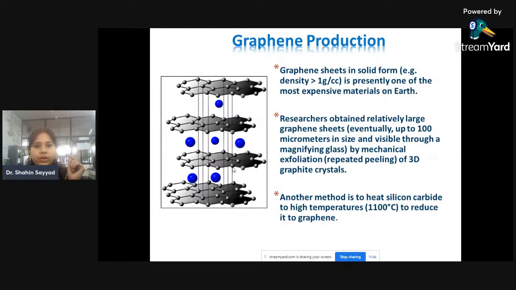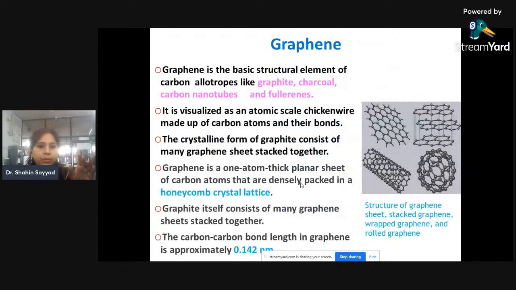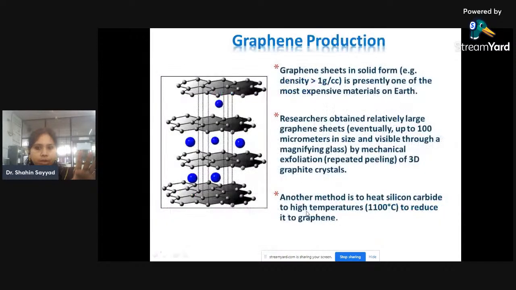How can we produce graphene? Graphene can be produced in solid form, and it is one of the most expensive materials on earth. It can be synthesized by exfoliation of graphite crystal. Exfoliation means repeated peeling. We use ultrasonic treatment repeatedly on the 3D graphite, which, as we said, consists of many graphene sheets. We continuously peel it, breaking it one by one, so that the graphene sheets get separated layer by layer.